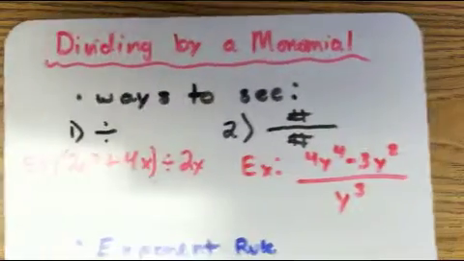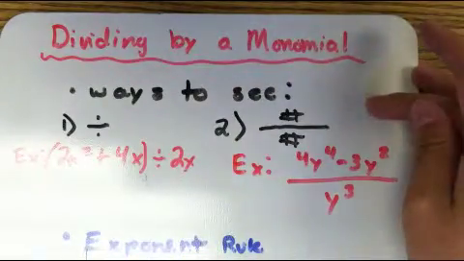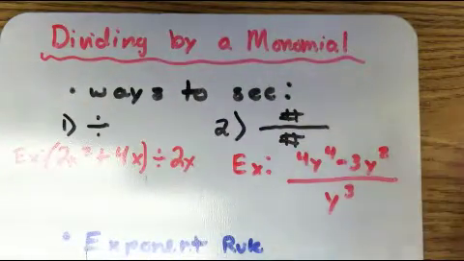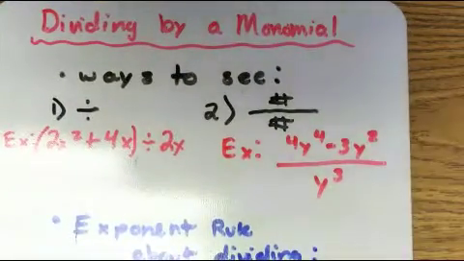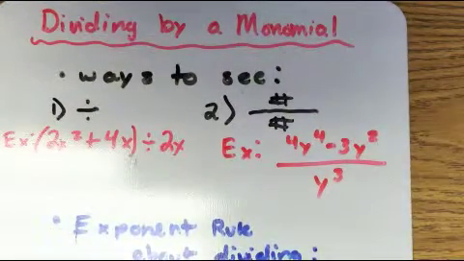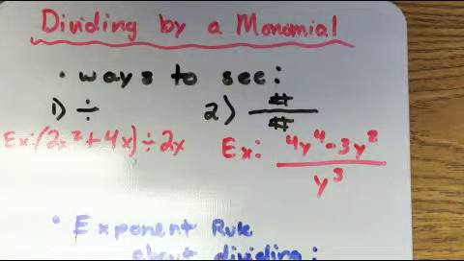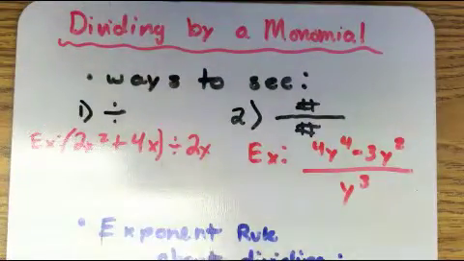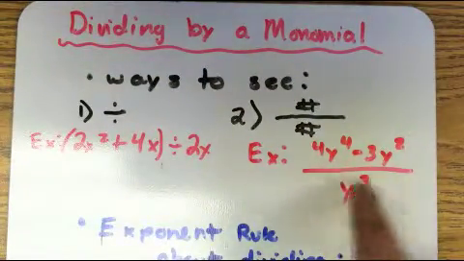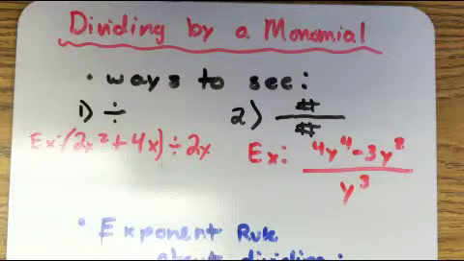Another way that you will probably see it is something like this, where you have a polynomial on the top divided by a monomial. Here's an example right here, where it's 4y to the 4th power minus 3y to the 2nd power divided by y to the 3rd power. Same thing. Both of these are the same thing. You're dividing by a monomial. There's no adding or subtracting there. It's only one term. It just looks a little bit different. So that's one thing that you needed to know.